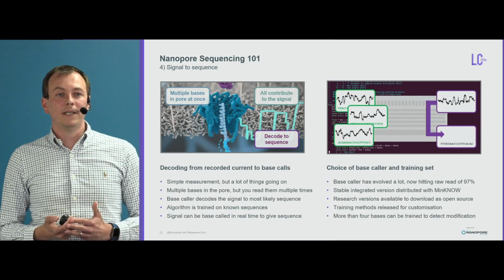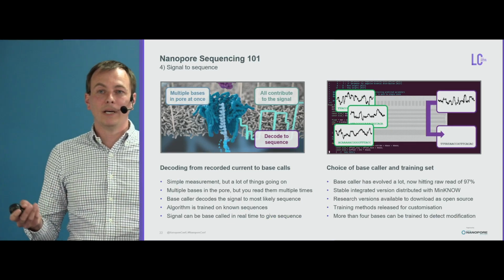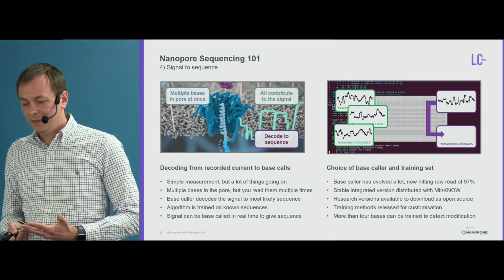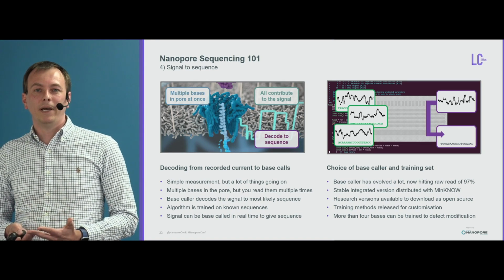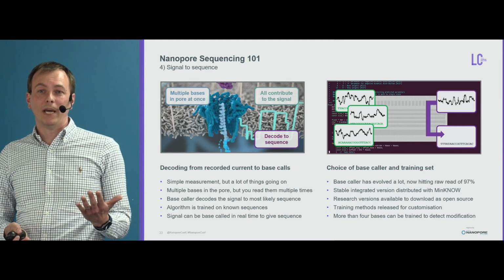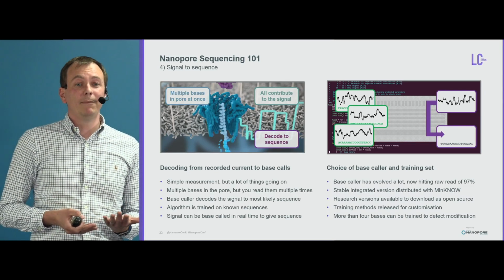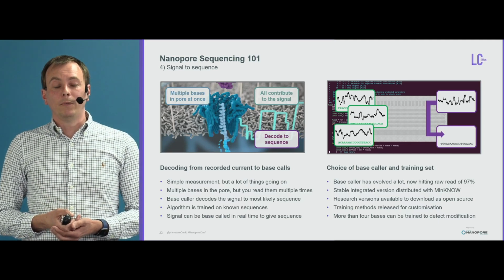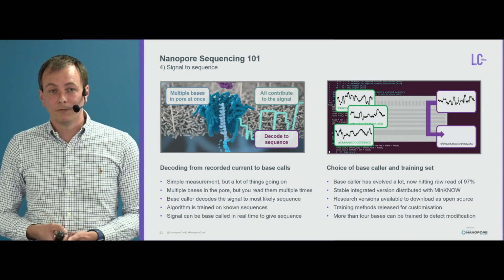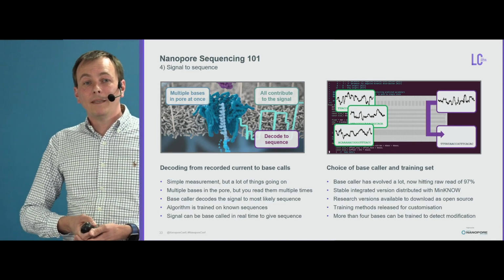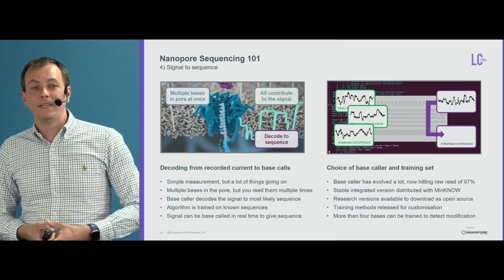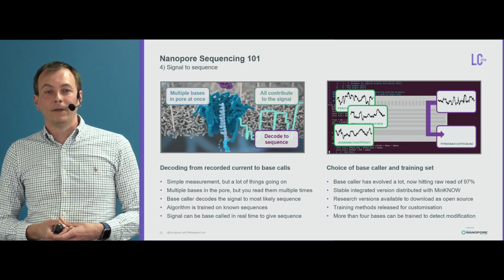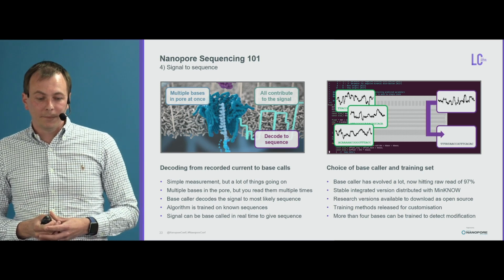So the last intro slide is on how we go from our signal, our squiggle, to sequence. So the nanopore measurement, it's very simple in concept. You apply a voltage and you measure a current, but there are many things that can contribute to that current. For example, we know that a huge amount of bases contribute to the current. But if we say that all bases in the pore, that's 4 to the 15, contribute to the current, that's a huge amount of combinations that we have to squeeze into a small current.